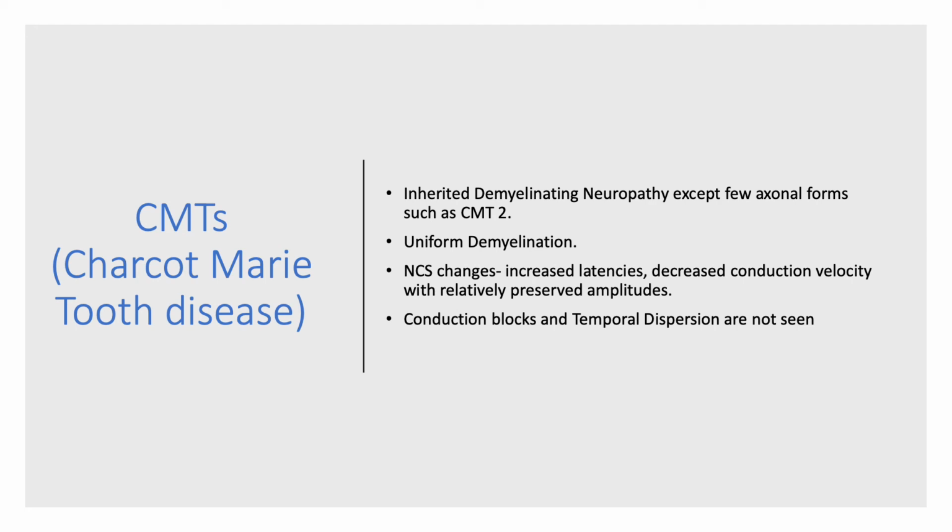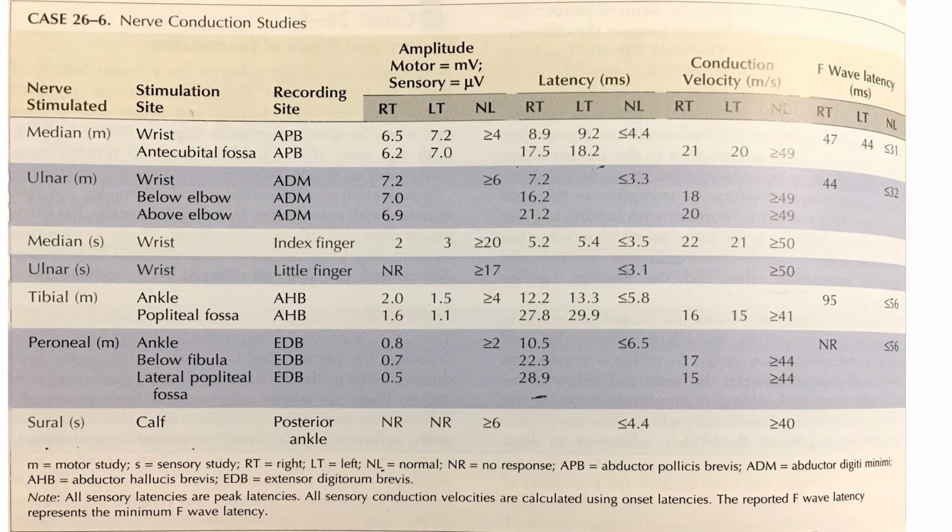And the nerve conduction changes, since it's a demyelinating neuropathy, would show increased latency and decreased conduction velocity with relatively preserved amplitudes. However, as we discussed earlier, since it's a hereditary demyelinating neuropathy, it would not have the conduction blocks and temporal dispersion that we typically see in the acquired forms of demyelinating neuropathy, such as the case of CIDP that was beautifully described by Dr. Khanna before. So let's move on to this case example of how a nerve conduction study chart would typically look for an inherited form of demyelinating neuropathy.